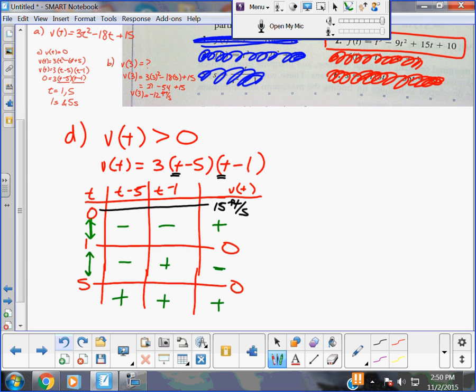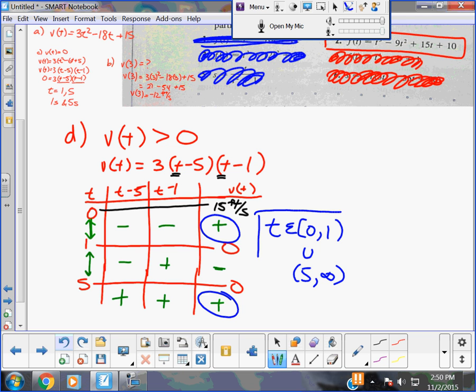So the question asked, when is the particle traveling forward? It's traveling forward in 2 spots. And knowing that the domain starts at time 0, I would say the time has an element where v of t is positive of 0 to 1, not including 1, and from 5 to infinity, not including 5. Because at 1 and 5, the velocity is 0. That is not positive, that is not negative, it's just 0. It's our special point.